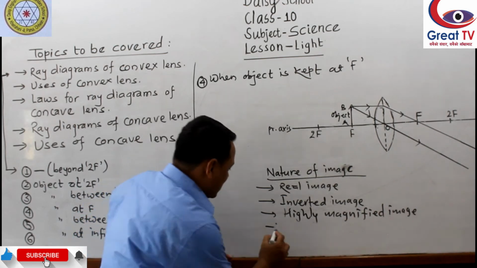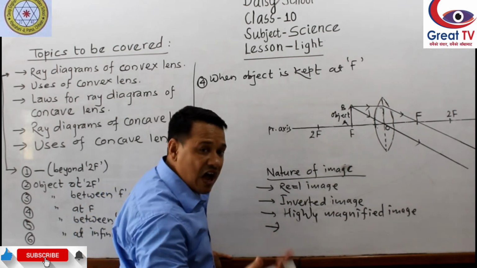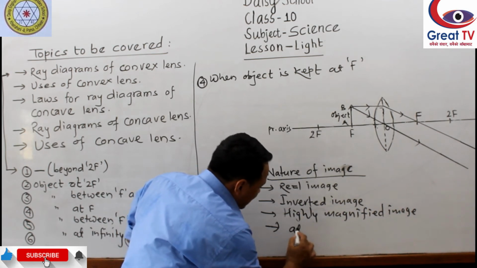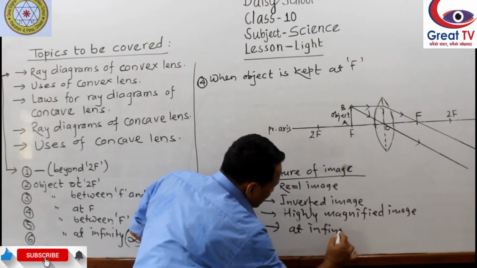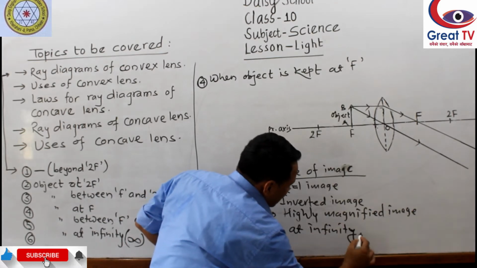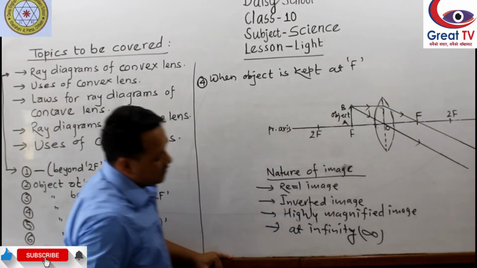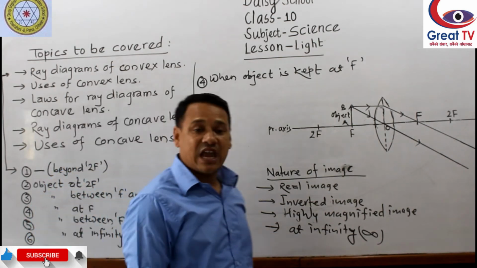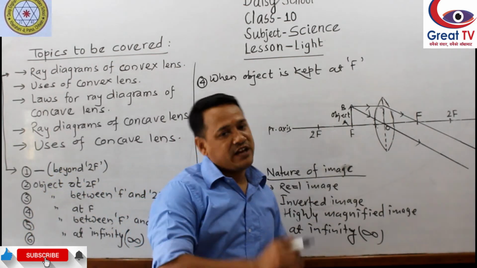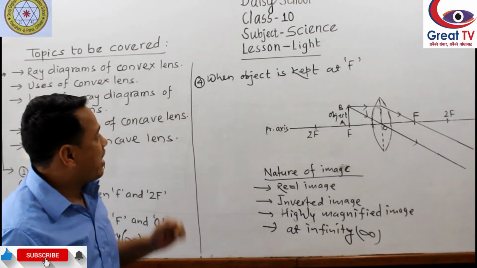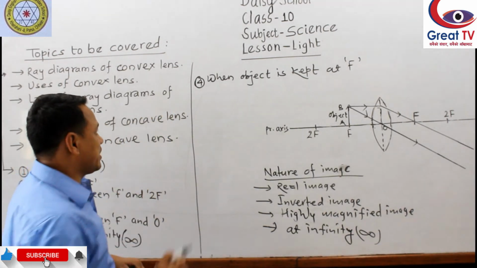The position of the image is not on our paper or on the board, so it forms at infinity. The symbol of infinity is this, which means we cannot find it on our paper. So this is the fourth ray diagram. Now the fifth one.